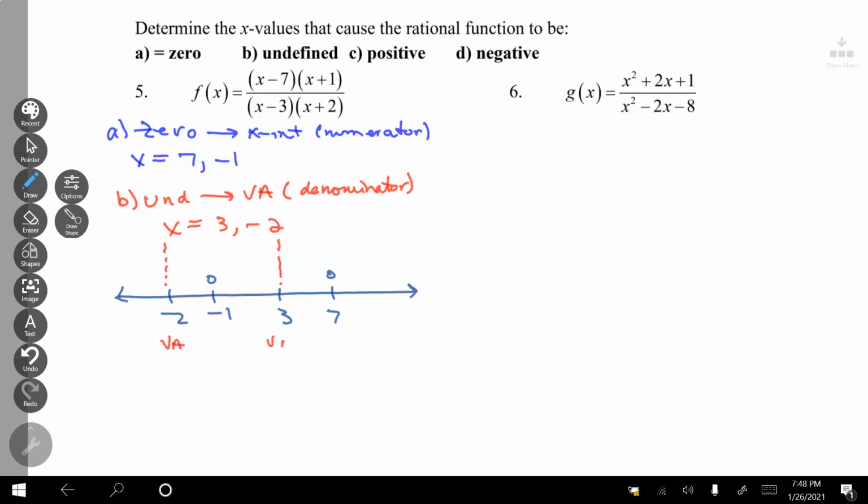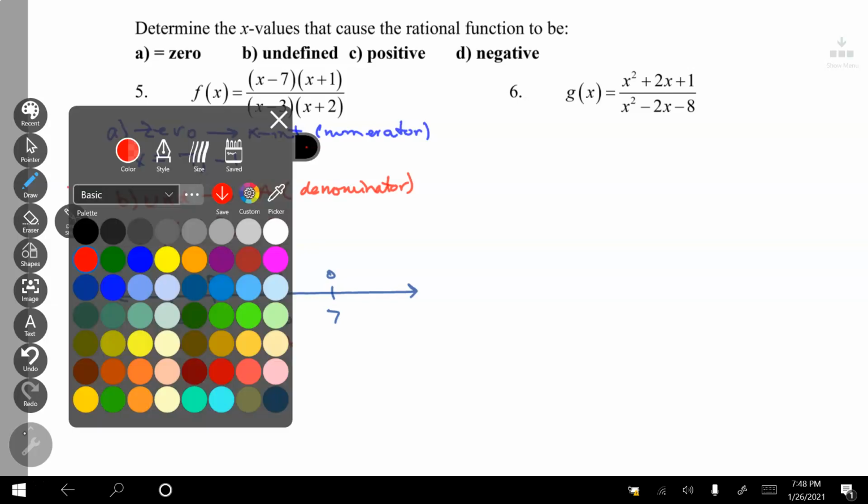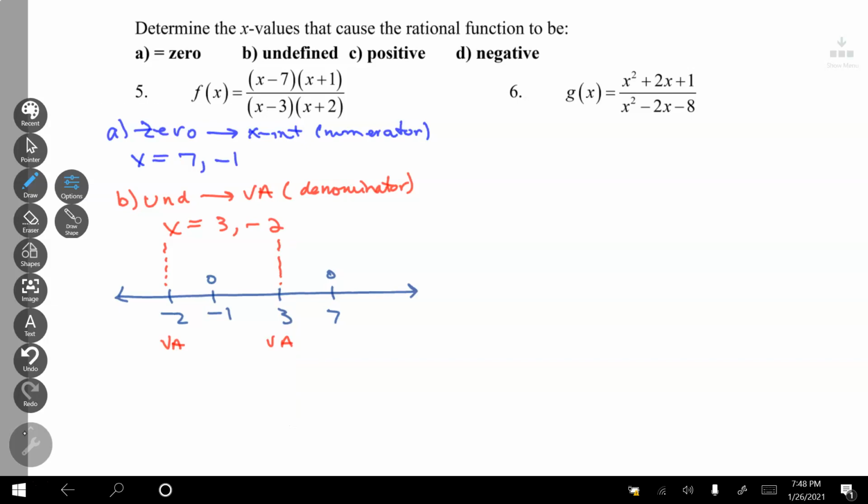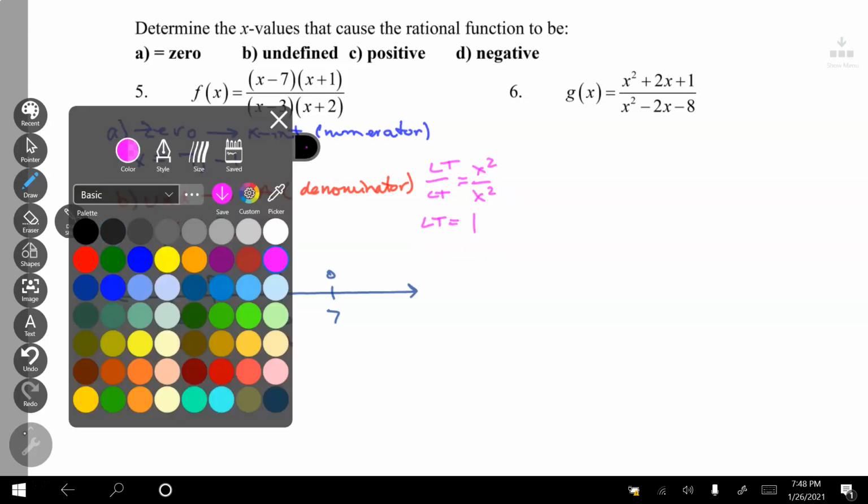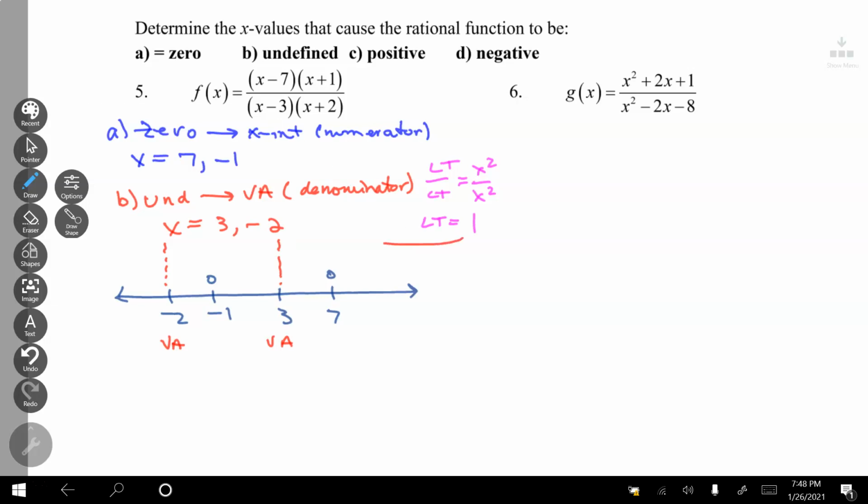These are VAs. Now I should also pay attention to my leading term, except now I'm going to do leading term over leading term. The leading term on top would be x squared, and on the bottom would be x squared, so my leading term is really equal to 1. Well, that's a positive 1. So my right side would go up to infinity, so I put a plus sign here.